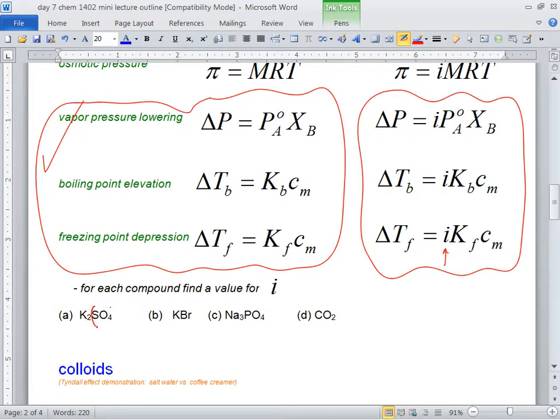And there's a hint: you can put parentheses around these polyatomics. There's a 1 down there. Sulfate has a -2, because there's the 2 right there. So this is going to break up into how many K plus ions? 2 of them. How many sulfate anions? 1. So the total number of ions would be 3. So you're going to have 2 potassiums and a sulfate. So that means i is going to be 3.